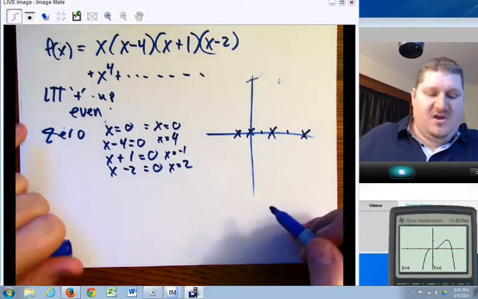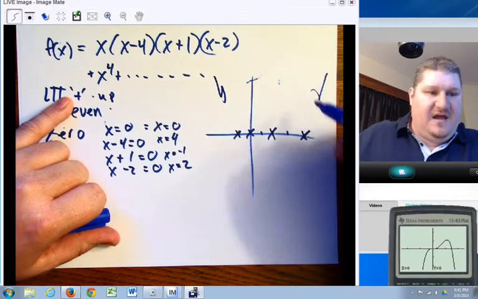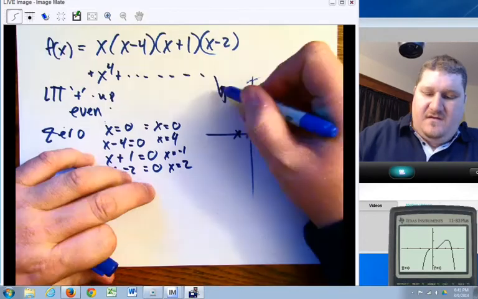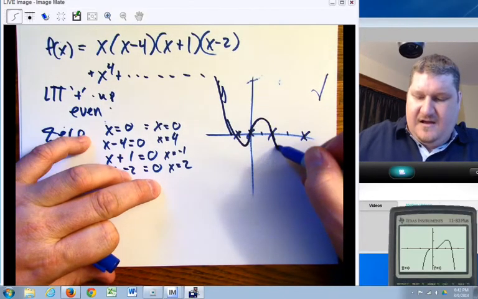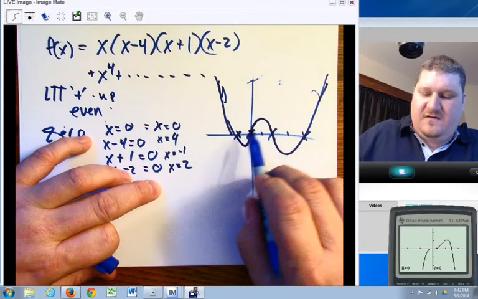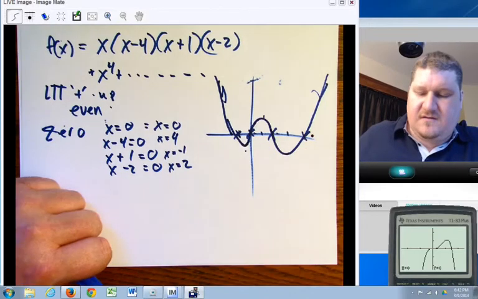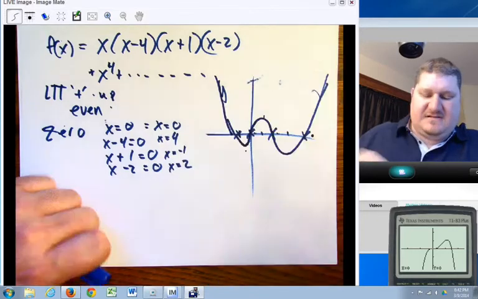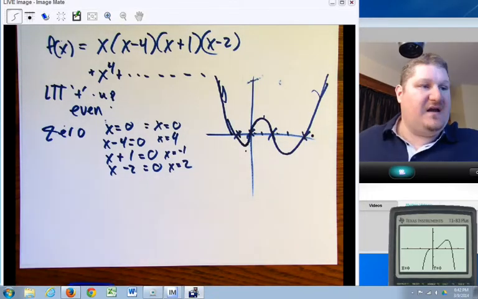Now, we know that it is up, so it has to come from here, and it has to come from here. So down, up, down, up. And again, we have 1, 2, 3, 4 possible zeros, 1, 2, 3 turning points, and somewhere in the ballpark, that's our equation.